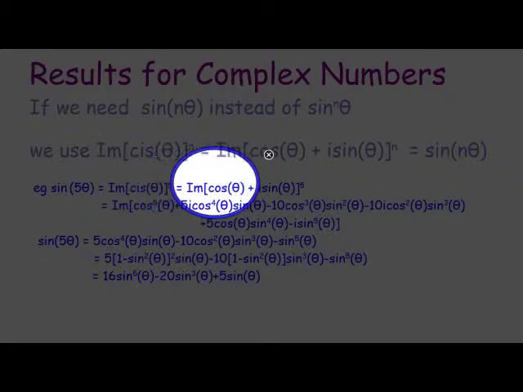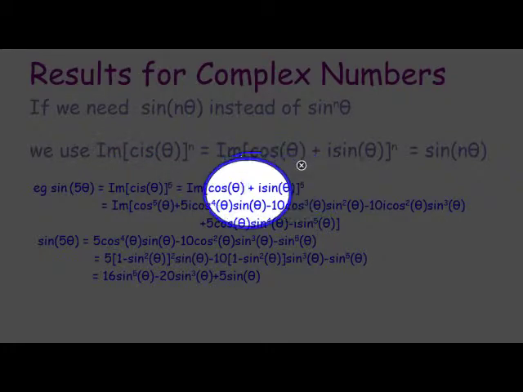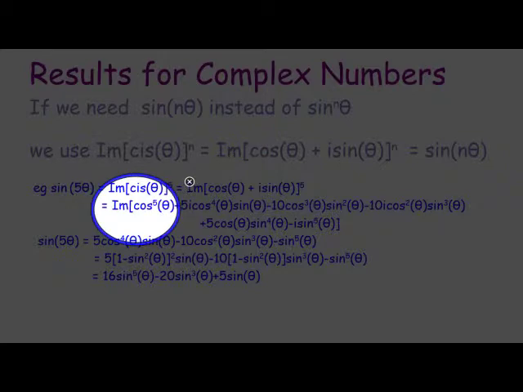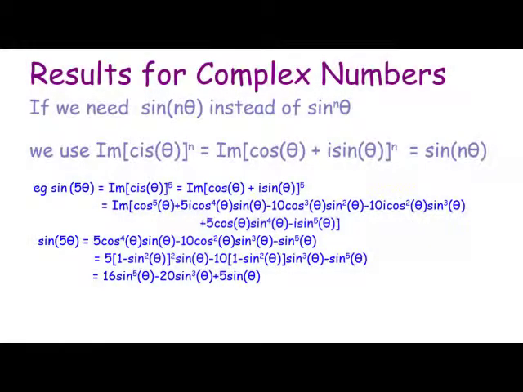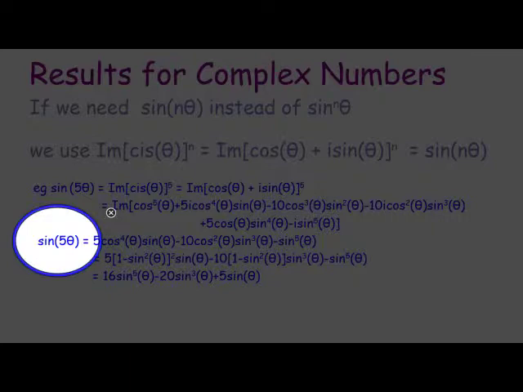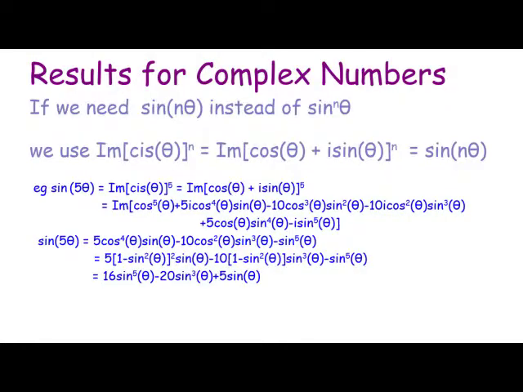As you can see here, it's a big expansion. So we've now got to expand this out using the binomial theorem, and we eventually get down here, and we've got to basically pick out the real and imaginary parts. And again, we have to watch out for powers of i. i to the power 4 is 1, etc.